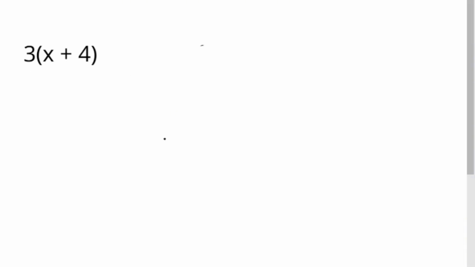So now, what if there is a number outside of the bracket? What we will have to do in this particular example is multiply the number outside by the numbers inside the bracket. So we will do 3 times x and 3 times 4. So this would give us 3x and 12.